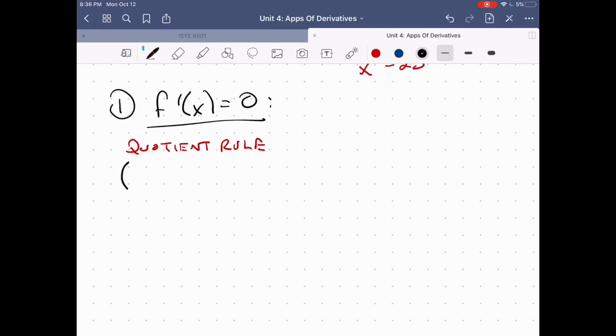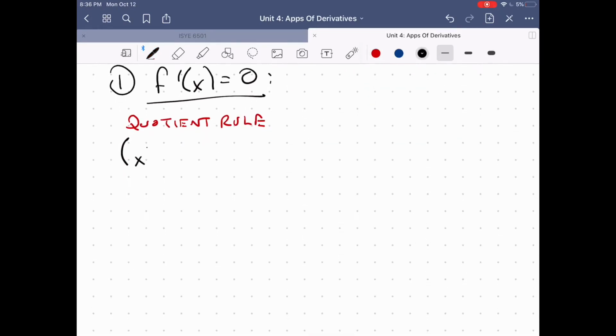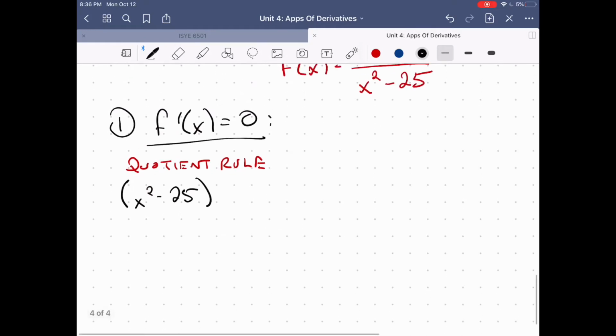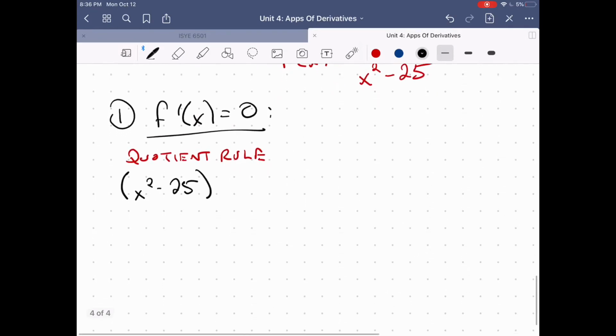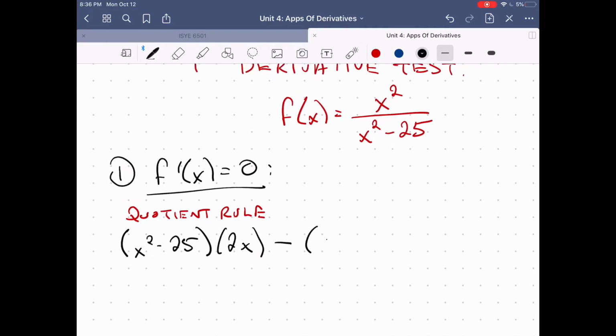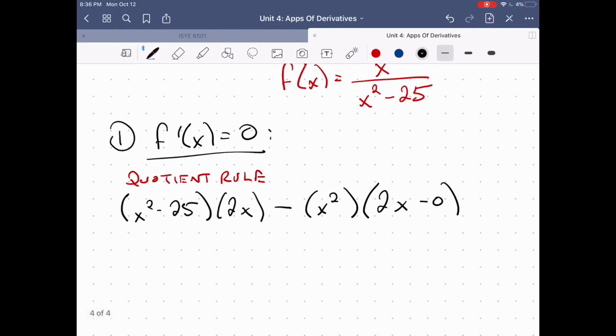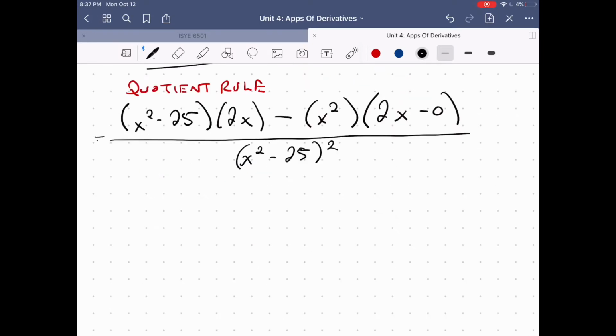Quotient rule, low d high minus high d low. So the low is just the denominator, copy and paste the denominator, x squared minus 25. Multiply it by the derivative of the top, that's the d high part, minus high d low, so you copy the x squared and multiply it times the derivative of the denominator. Derivative of x squared minus 25 is 2x minus 0. And then everything is divided by the denominator squared.